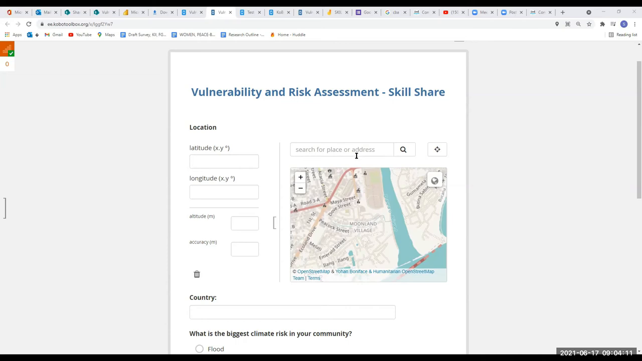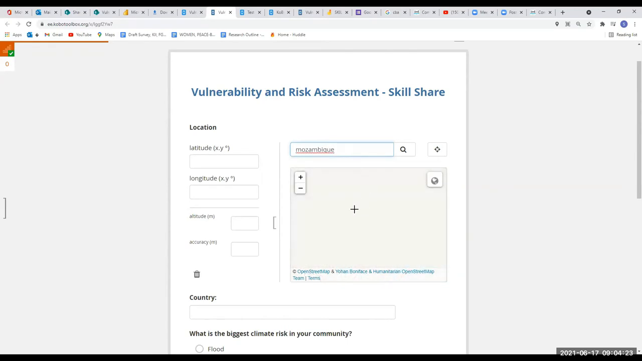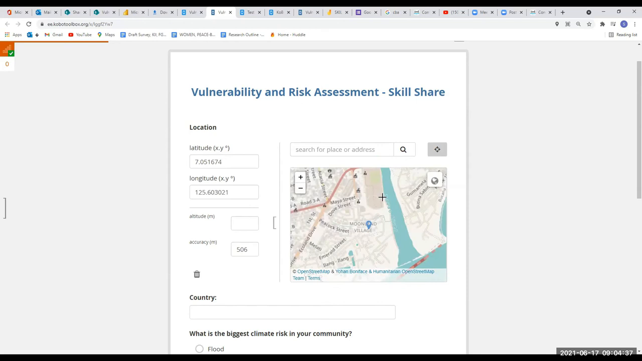The first one is to just search the place. For example, let me search for Mozambique. When you search that, the map will redirect you to that particular place. And then from there, you can pinpoint the location. And the other option is to just click this button, detect current location, and that will automatically pinpoint the location where the device or the enumerator is currently located.